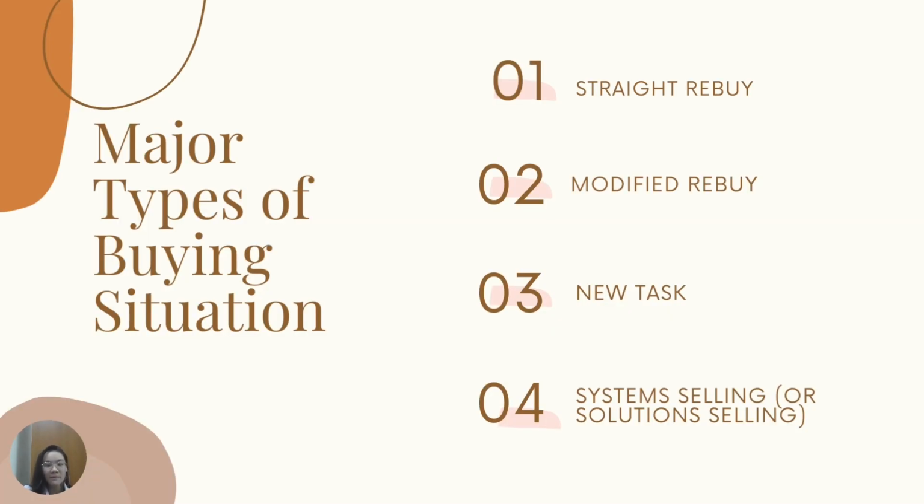About the major types of buying situations. A straight rebuy is a buying situation in which the buyer routinely reorders something without any modifications. A modified rebuy is a buying situation in which the buyer wants to modify product specifications, prices, terms, or suppliers. A new task is a buying situation in which the buyer purchases a product or service for the very first time. System selling is buying a complete solution to a problem from a single seller.